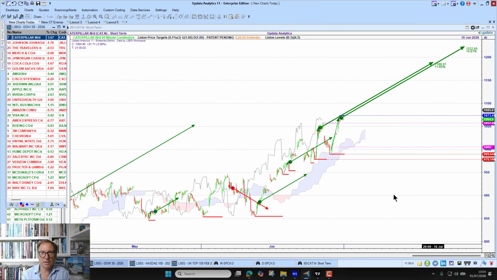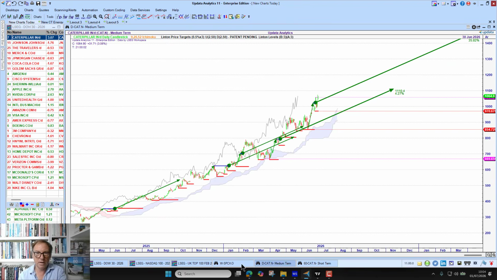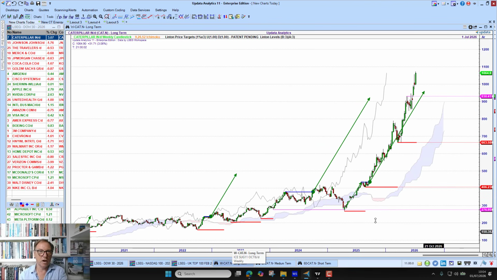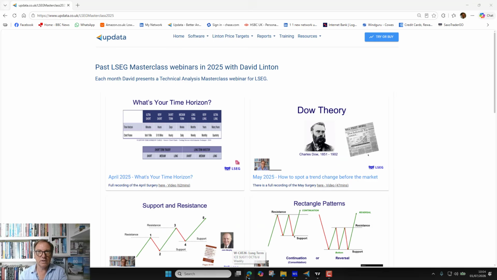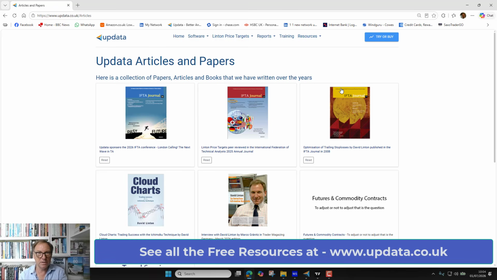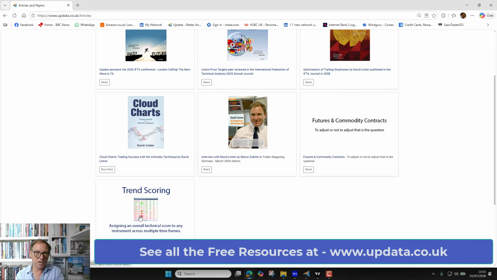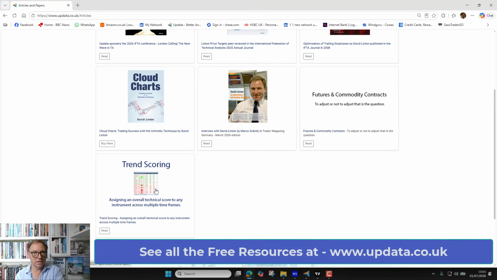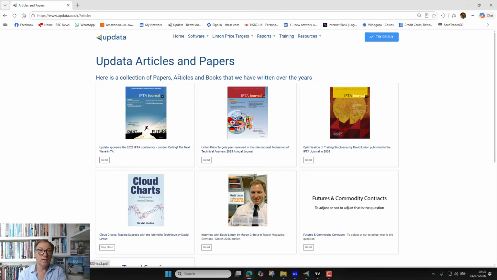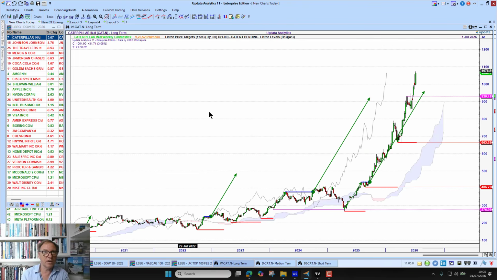And we can see that with Caterpillar. Strong looking chart there on the short term, on the medium term, and on the long term. So that is a great way of homing in on the charts. And again, there's resources there. If you want to find that, you can go to articles and papers, and there's an article that I did on trend scoring, which was submitted to the American Association of Active Investor Managers, and you can read all about that there. So lots of things to follow.